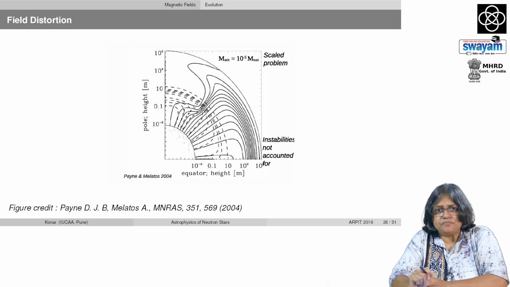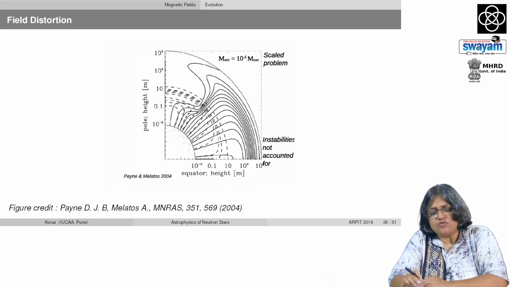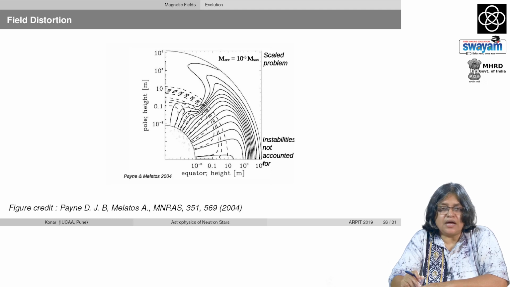The magnetic field would also get extremely distorted. This is a picture from a work by Payne and Melatos, slightly old, and as the material flows, the magnetic field gets distorted. And when the magnetic field gets distorted like this, there is a probability that the magnetic fields would form small loops and get dissipated very quickly.